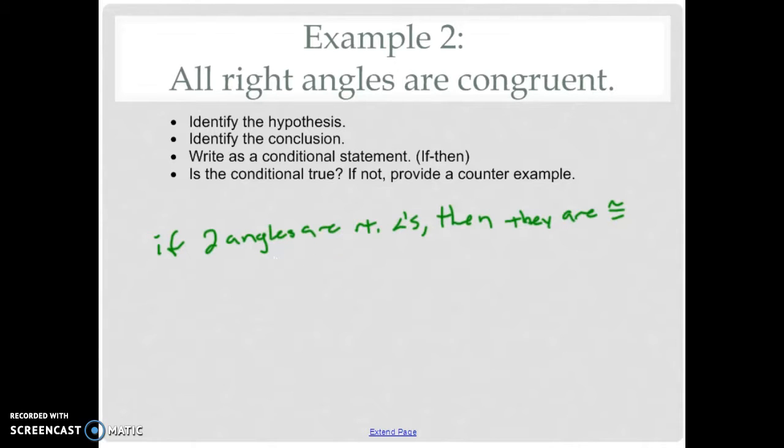Think about two right angles. If I draw two right angles, there's one right angle, here's another right angle. They're both 90 degrees. So is the conditional true? Yes.